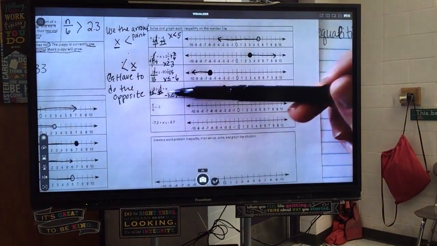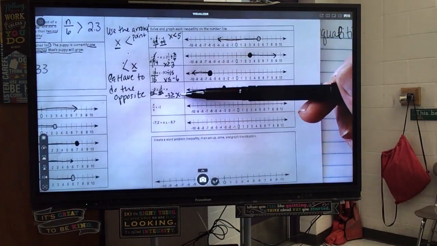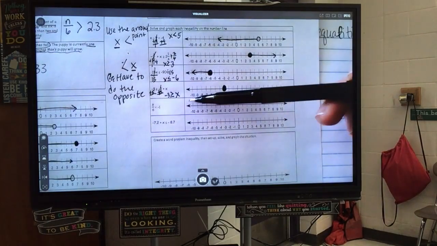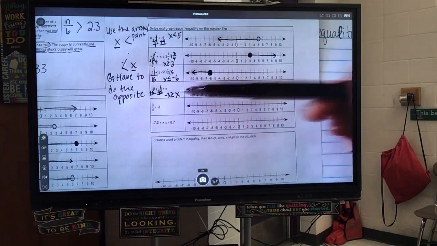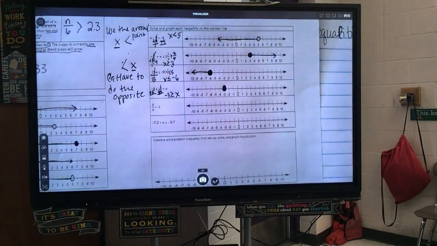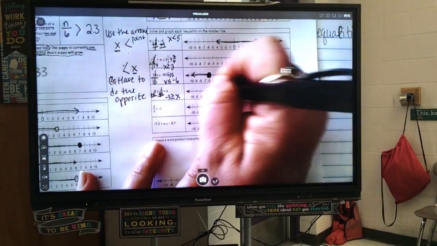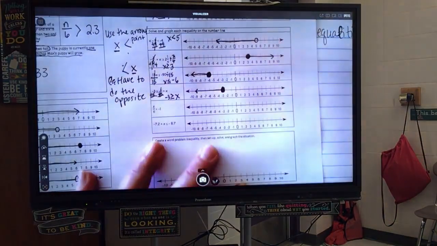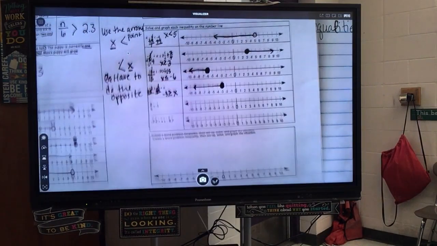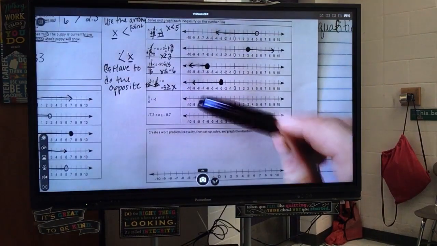negative 3 is greater than or equal to 3. Is that true? Is negative 3 greater than or equal to 3? No, that is not true. So that is how I know that I'm not going in the right direction. This is where you have to remember that it is the opposite. So when I say negative 3 is greater than or equal to negative 10, yes, that is true.